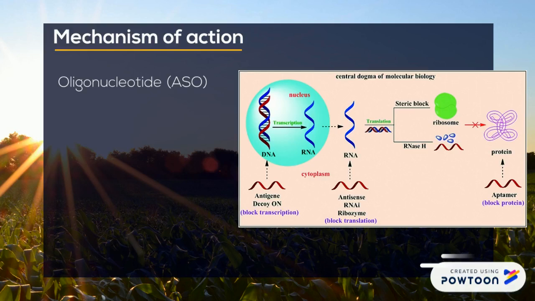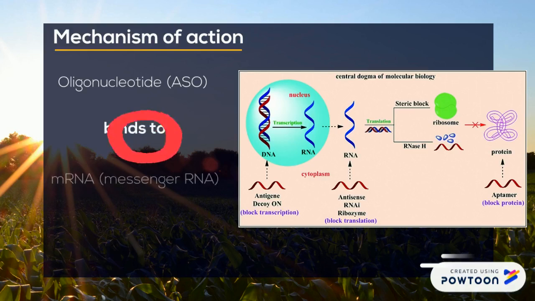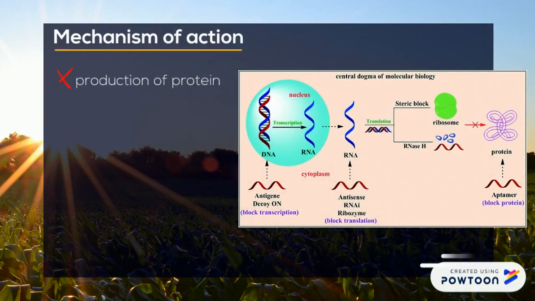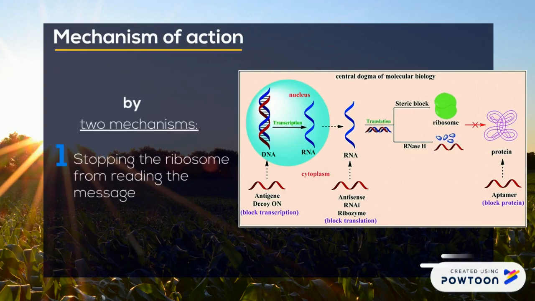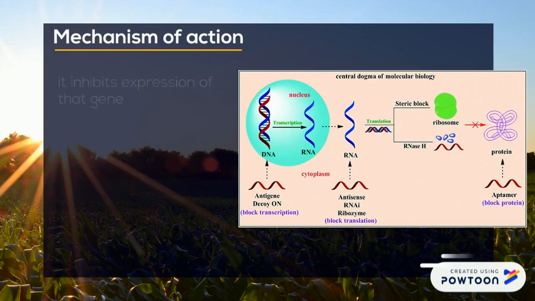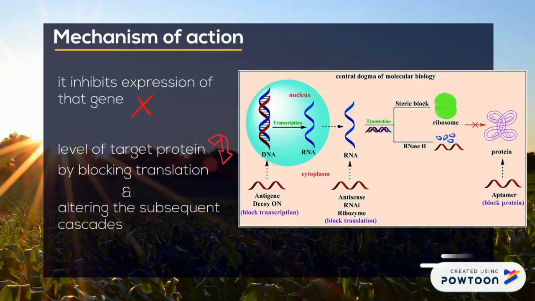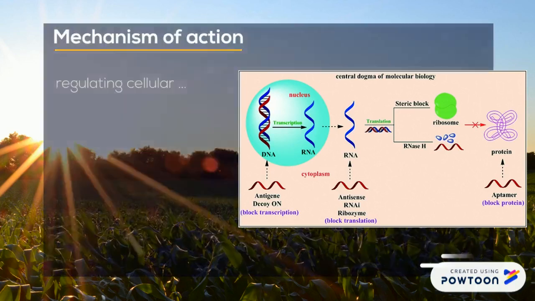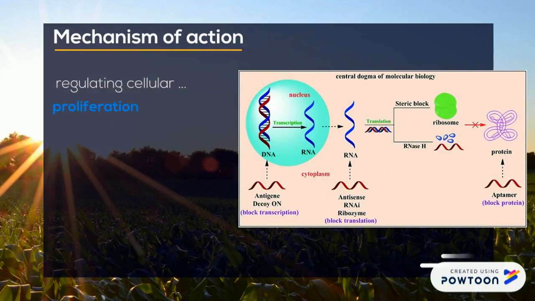An antisense oligonucleotide binds to mRNA, and this double-strand region can inhibit the production of protein by two mechanisms, either stopping the ribosome from reading the message or leading to the destruction of mRNA by an enzyme already in the cells called RNase. Thereby, it inhibits expression of that gene, and the level of target protein is reduced by blocking translation and by altering the subsequent cascades, regulating cellular proliferation, differentiation, homeostasis, and apoptosis.